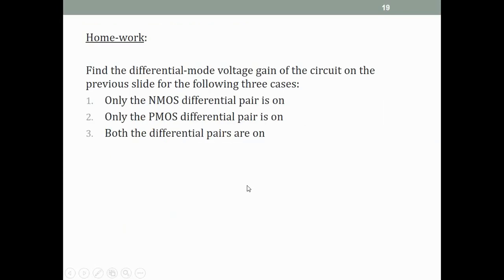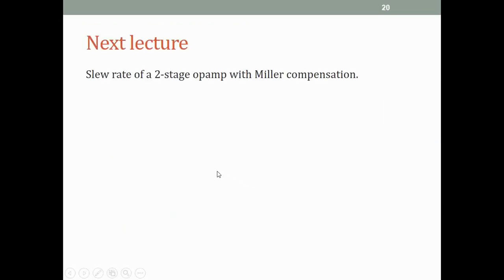Alright, okay, so that ends this lecture. In the next lecture, we'll talk about the slew rate of a two-stage op-amp with Miller compensation. So in some sense, this is a continuation of our slew rate discussion, but in another way, it is also a discussion about chapter 10 because Miller compensation was discussed in chapter 10.